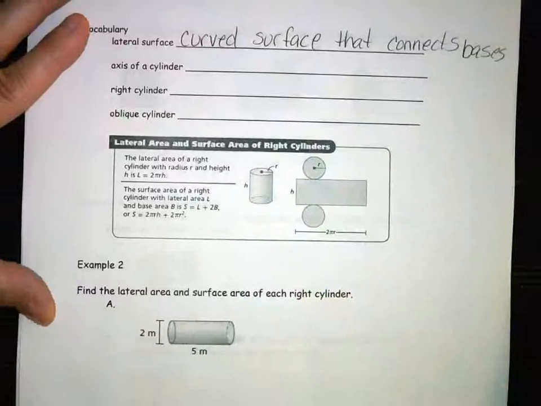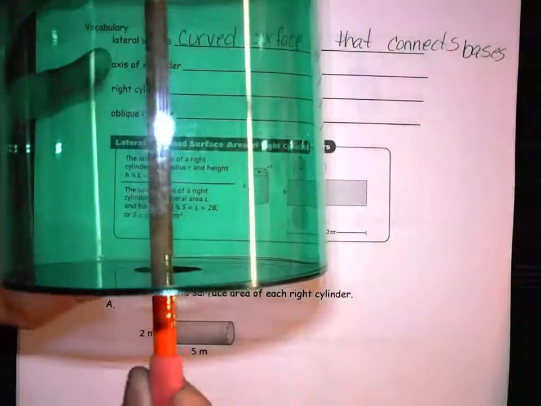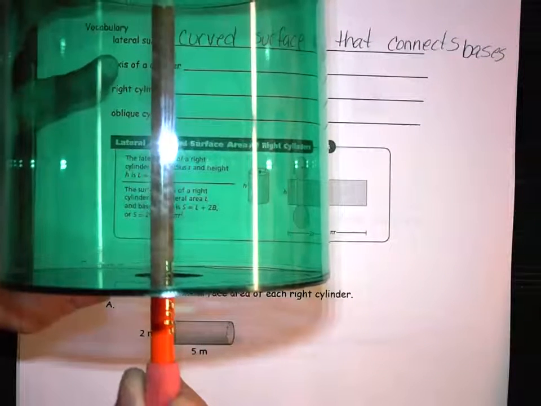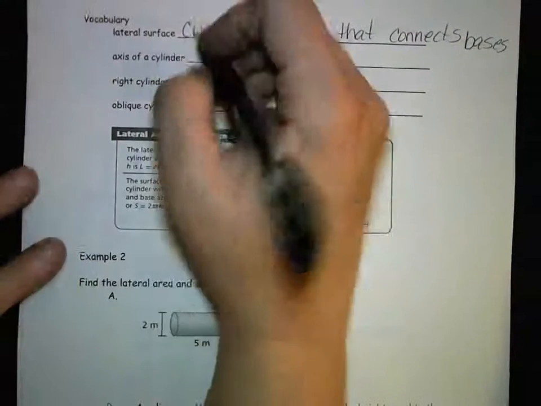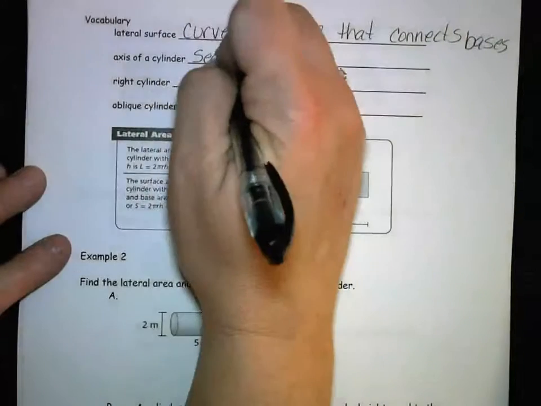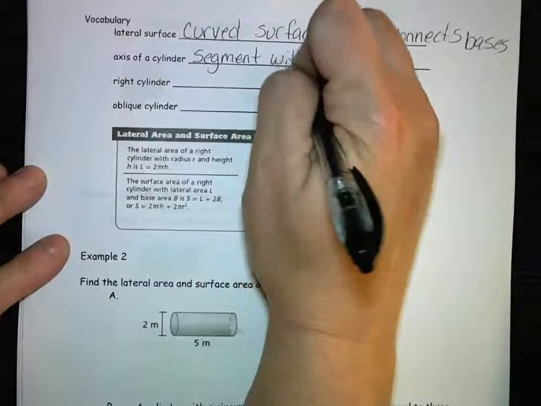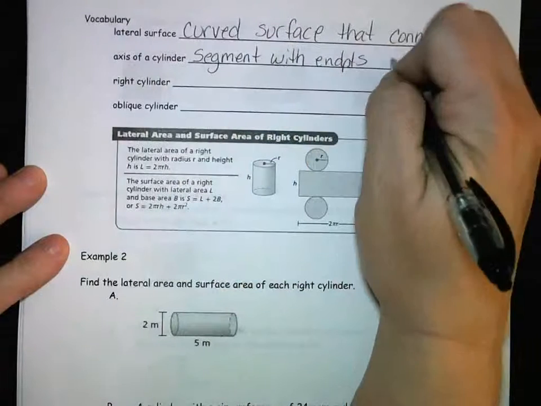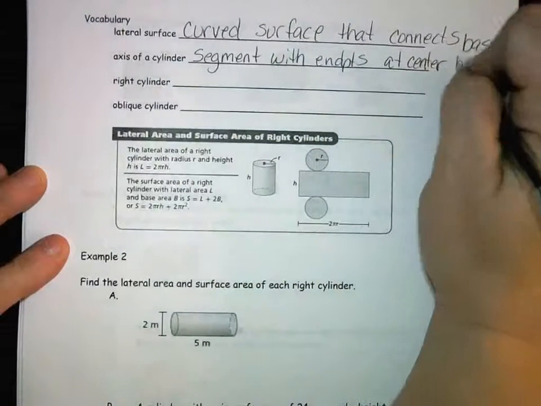The axis of a cylinder is kind of like this, that orange pencil. It is the segment with the end points at the center of the bases.